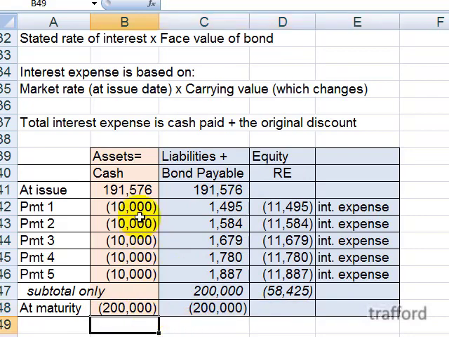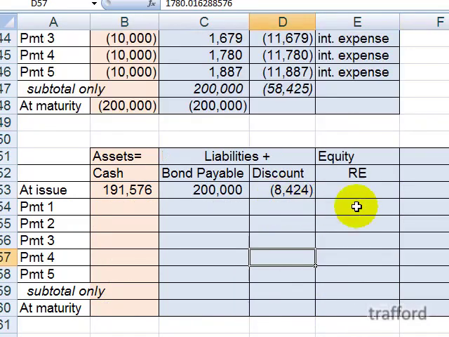Notice that the corporation paid out a total of $250,000 when it only received $191,576 upfront from the bondholders. The difference between the $250,000 and the $191,576 turns out to be the total interest expense that the corporation pays. We need the amortization schedule so that we know which year to record how much interest expense properly.